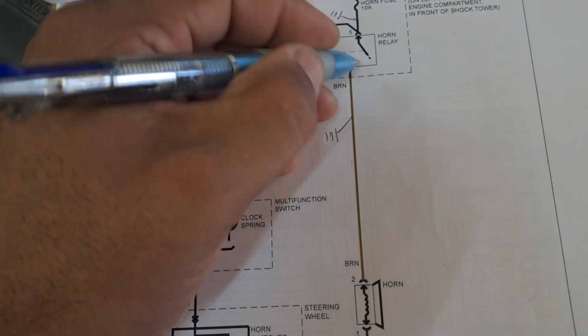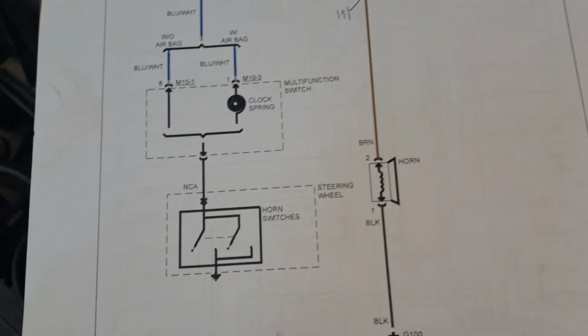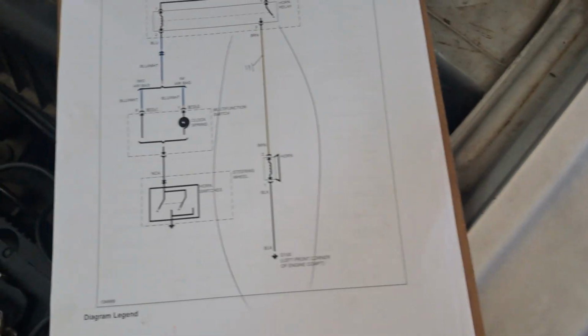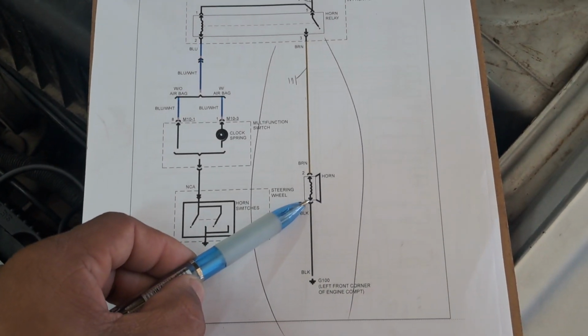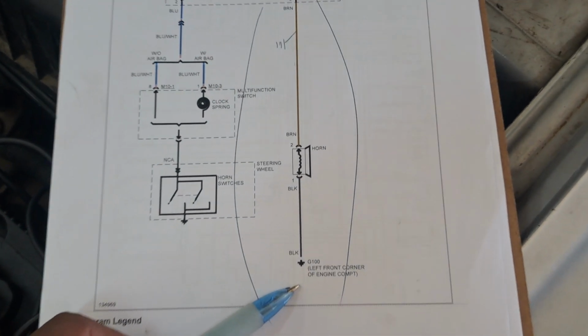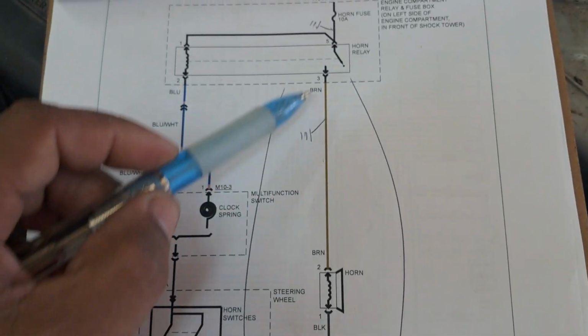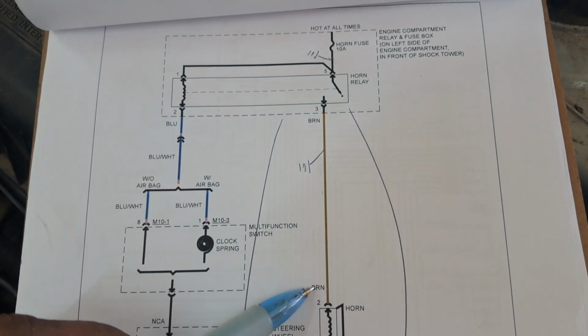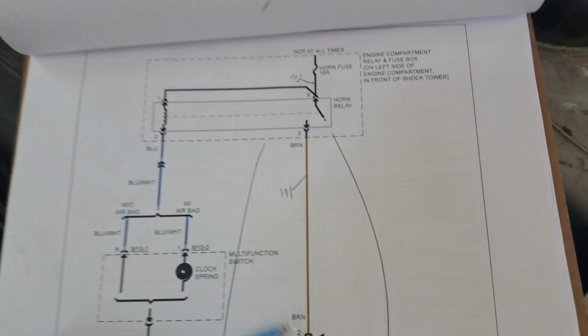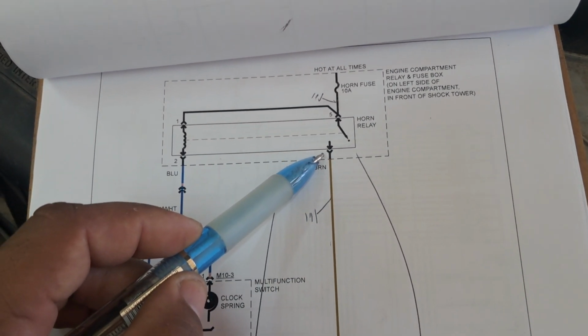the short to ground has to be on this side of our circuit, right over here. So we're going to focus our attention on this side of the circuit. The ground for the horn is this black wire here. The live wire, or the positive side of the horn circuit, is this brown wire coming from pin number 3 in the relay socket.